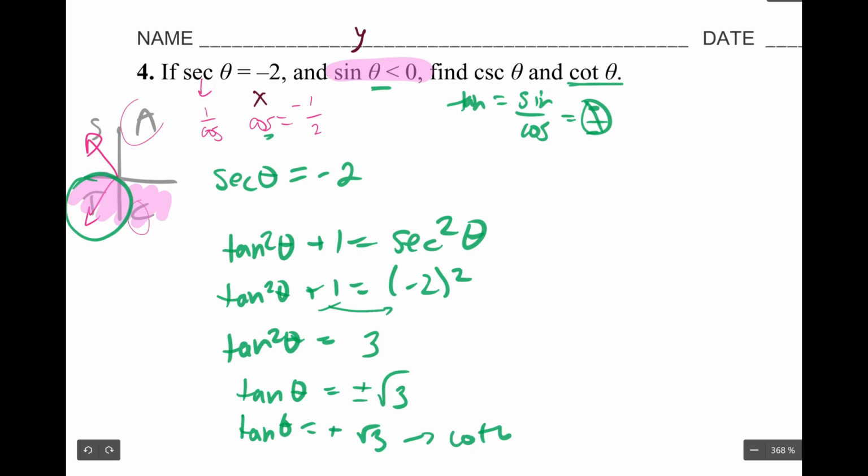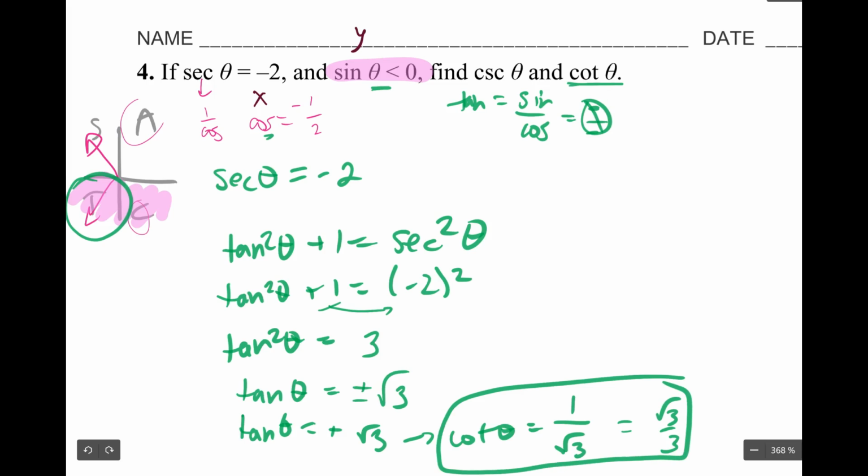To find cotangent, you just take the reciprocal. So it's going to be 1 over square root of 3. Another way to write that is square root of 3 over 3. Either one should work. Alright, step 1, check. We have cotangent done. Next is cosecant.